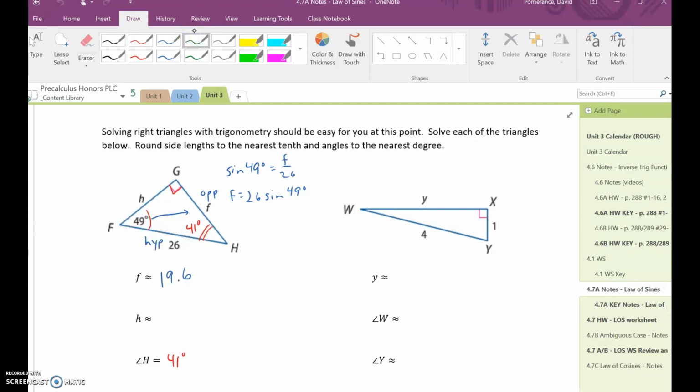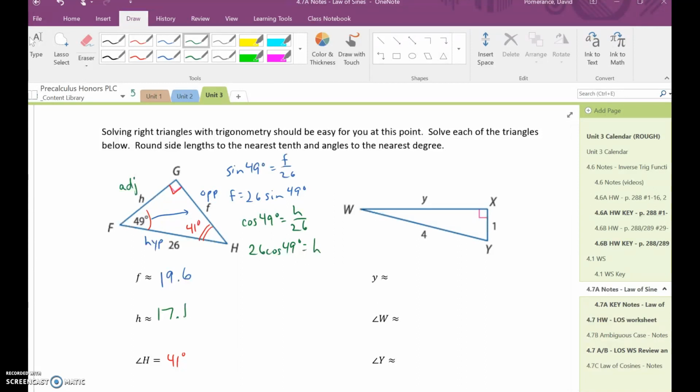Pythagorean theorem is great, but I'm going to stick with trig and realize that the h that we're looking for is adjacent to our angle of 49 degrees. So cosine of 49 degrees equals the adjacent over the hypotenuse, and then we get 26 cosine of 49 degrees is my value for h. Once again, typing that into the calculator will give us 17.057, so that would round up to 17.1. So we have solved that triangle.